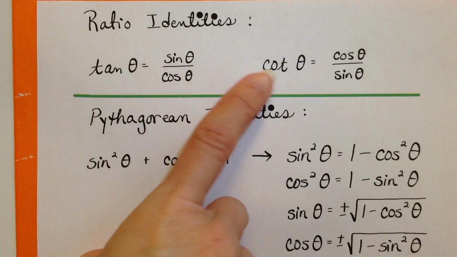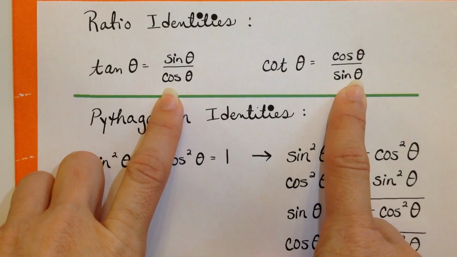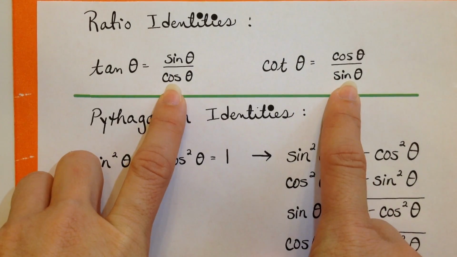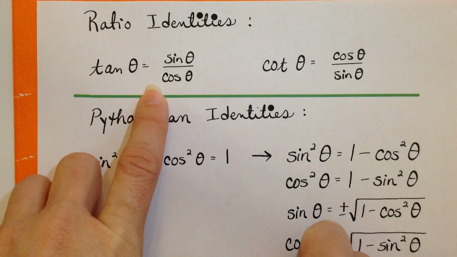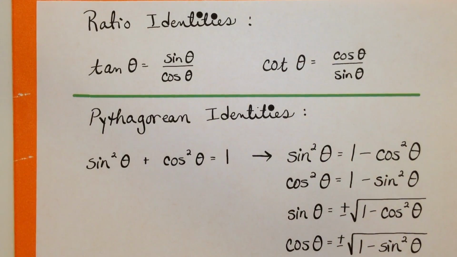Now, since tangent and cotangent are reciprocals of each other, that's why you're seeing these being reciprocal. So really, if you can remember this one, this one's just the reciprocal of it. Okay? So we'll use what's called your ratio identities.